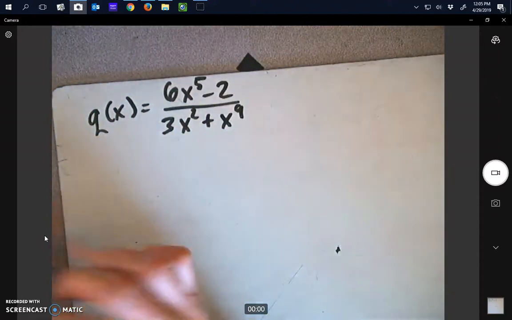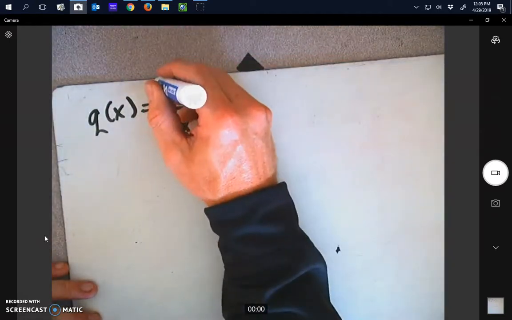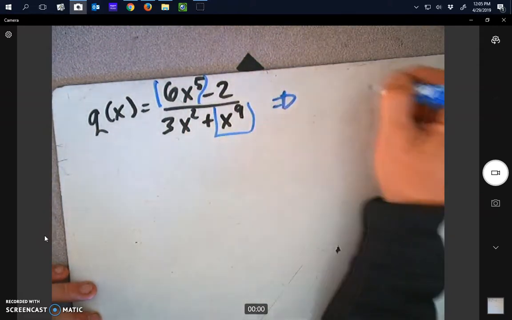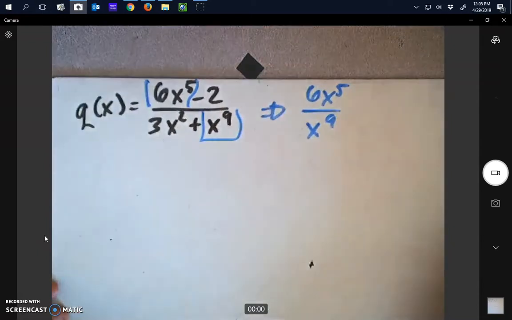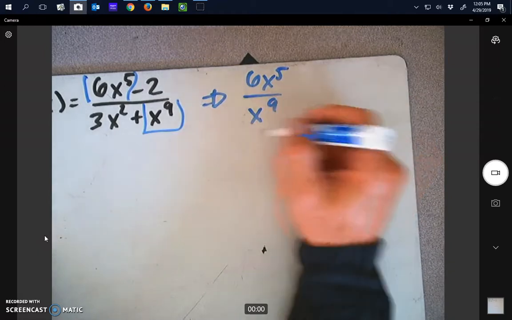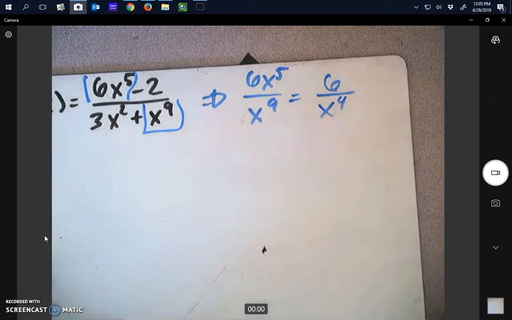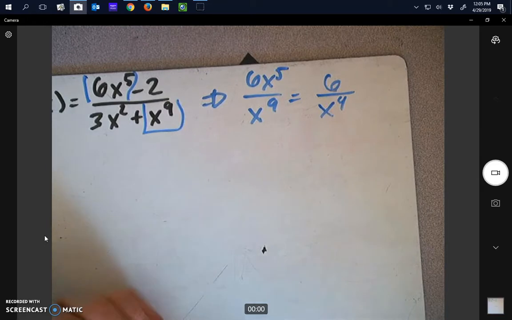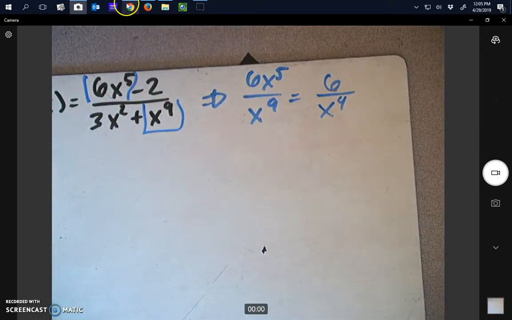So once again, we're going to isolate the leading term. x to the 9th is the denominator, and 6x to the 5th is the numerator. So first thing you can notice is that our denominator has way more x's. So when we simplify this, we're going to end up with 6 over x to the 4th. Every single time that the denominator is the bigger one, your horizontal asymptote is going to be approaching 0.